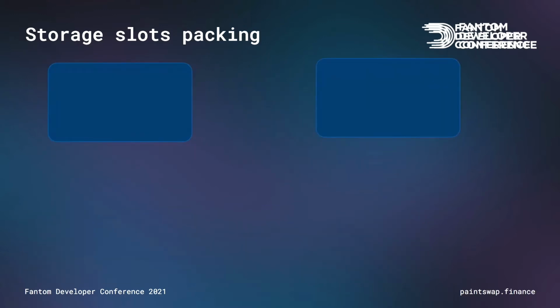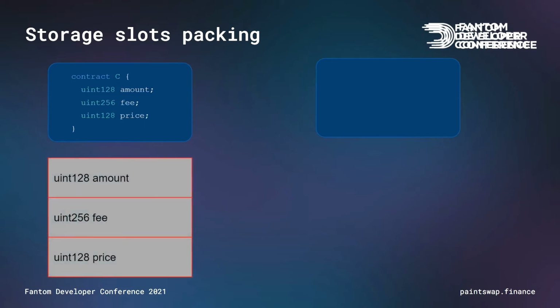So one of the things about storage slots is that you can actually fit multiple variables together into the same one if they fit. So in this case, we've got a contract that has a uint128, uint256 and uint128 again. But they're put into the order that they're declared in the contract. So this is actually going to take up 3 storage slots.